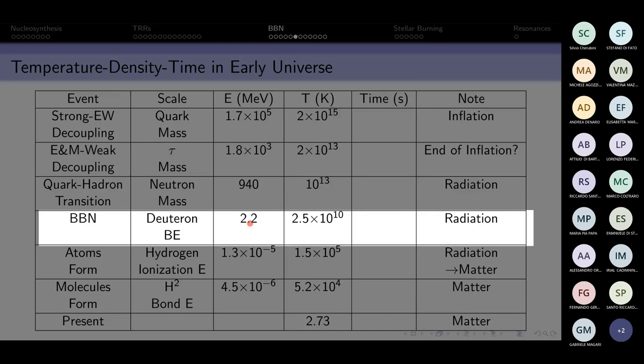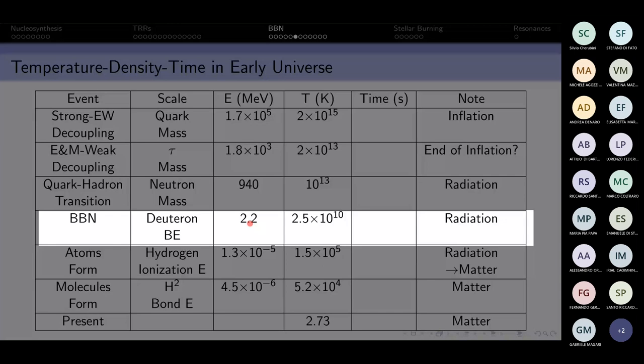Very easy. By the way, these numbers are just numbers that I put in. It's sort of an approximation for when these things might have happened. Certainly, you could have said, how about the temperature at which helium formed, for example? Or the temperature at which a proton was made?